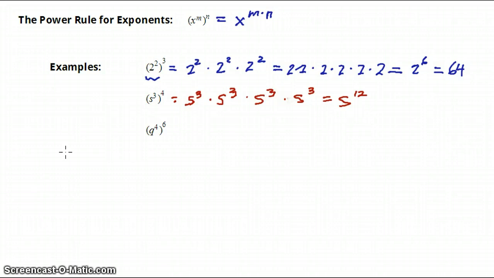Let's look at one last example. This time, instead of writing it all out, we'll just compute it. The base is q, that's going to stay the same. And this time I'm just going to multiply my exponents. 4 times 6 is 24. It's kind of a big exponent, but that's okay. So my final answer here would be q to the 24th power.